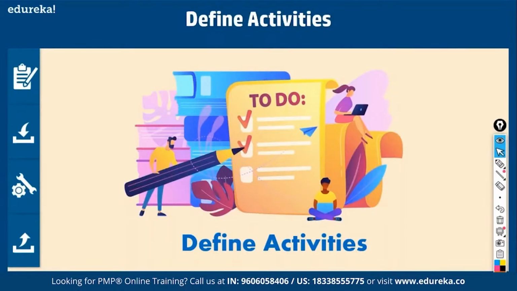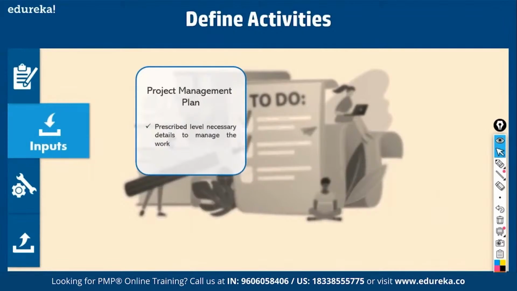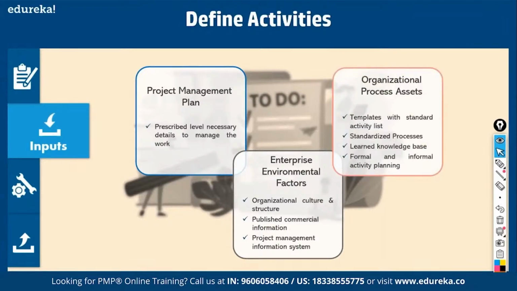Now we have to do the next process, define activities. That is, we'll break down work packages into activities. Okay, that is what is called define activities. Fine. So this is the process of identifying and documenting the specific actions that need to be performed to produce a deliverable. You break it down into activities. Fine. So what are the inputs? The project management plan that tells you how to do the decomposition. Fine, how to break it down. Okay. Enterprise factors, culture, structure, any PMIS, any tool, right? Then organizational processes, templates that you can use.